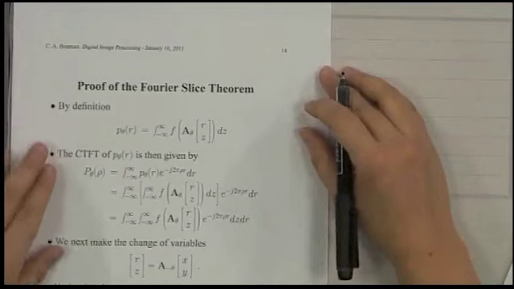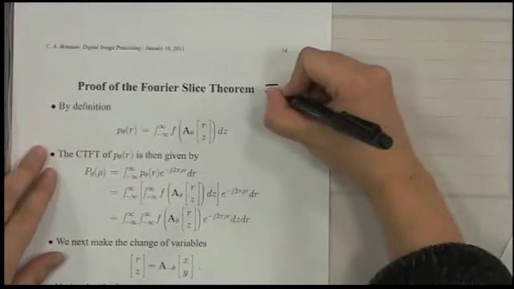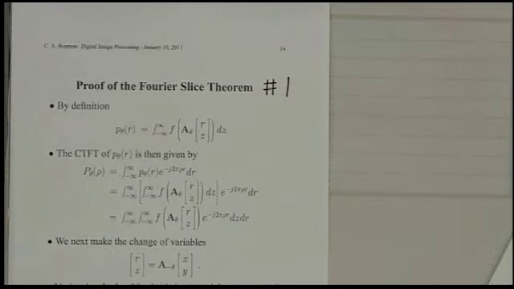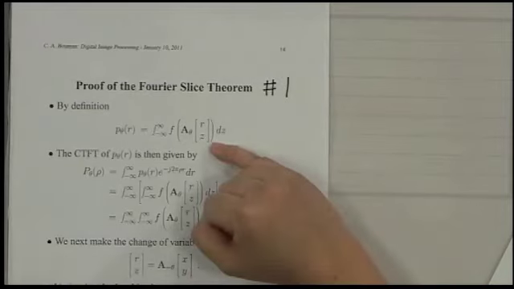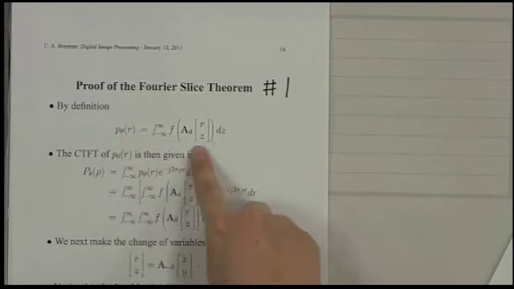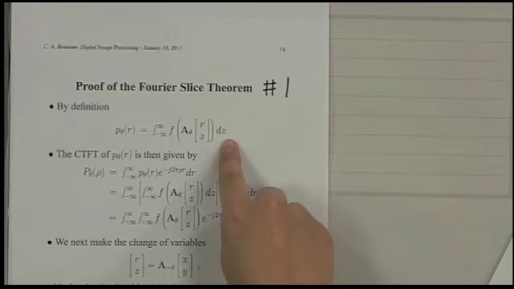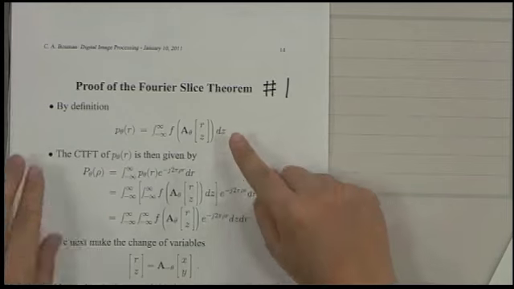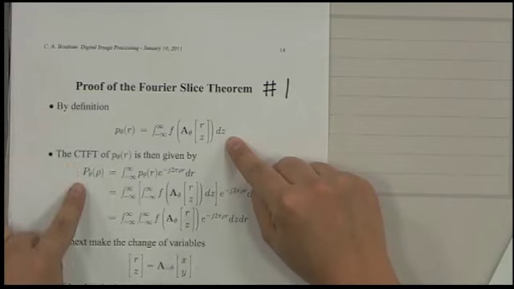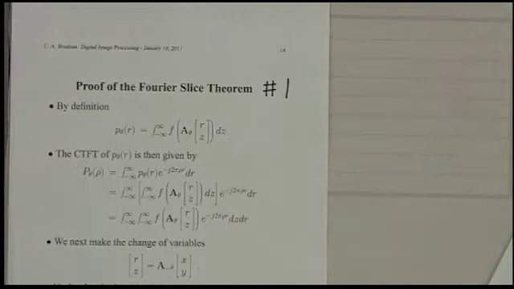So page 14, this is proof number 1. What you need to do is just plug in. First, by definition, P theta r can be described like this. We already saw this equation in the previous note, just the definition of the projection. And then next we take a CTFT of this P.